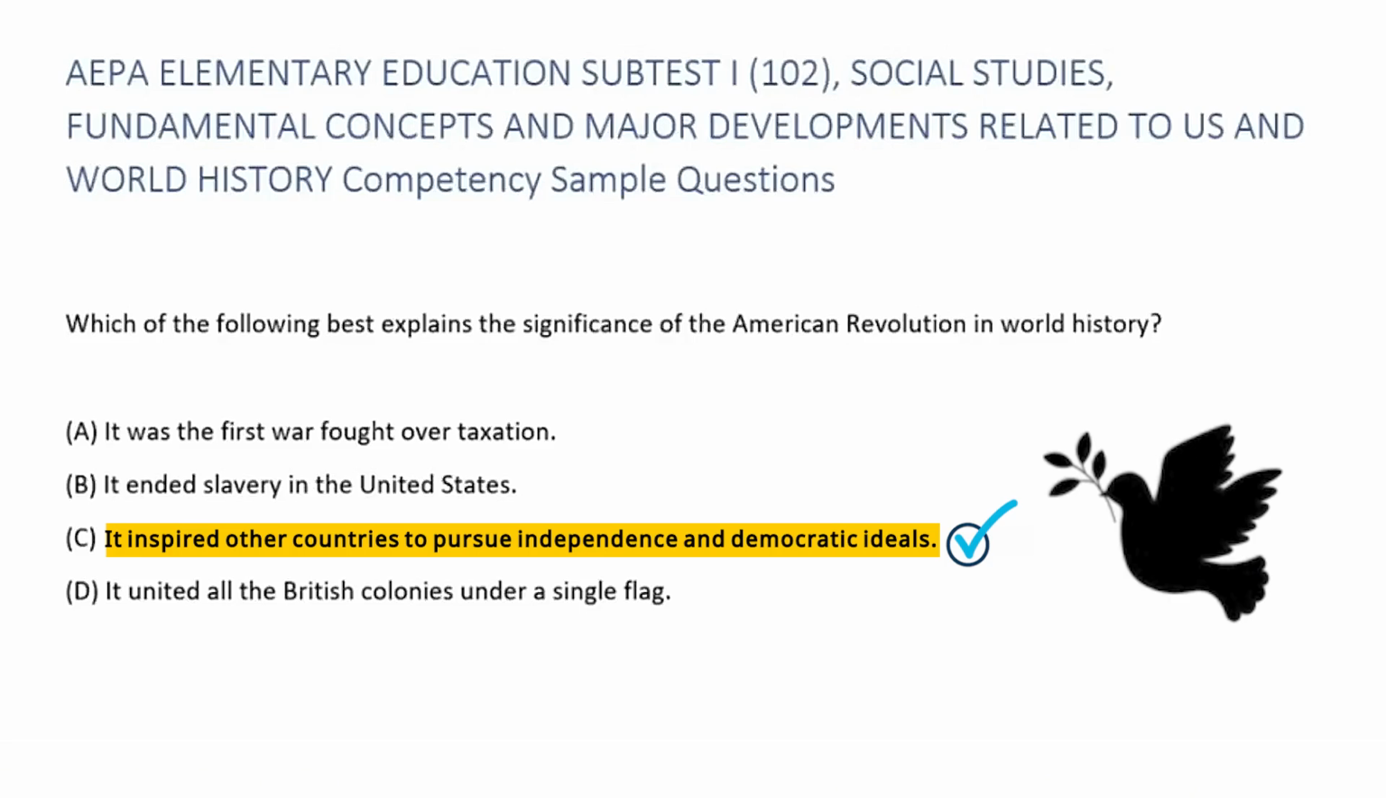The American Revolution didn't just affect the US, it lit the spark for other global independence movements, especially in France and Latin America. Why not the others? Well, A, the first war fought over taxation is too narrow and not the first tax revolt. B, ending slavery in the United States didn't happen until almost a century later. And D, uniting all the British colonies under a single flag is inaccurate, as the British colonies separated, not united.